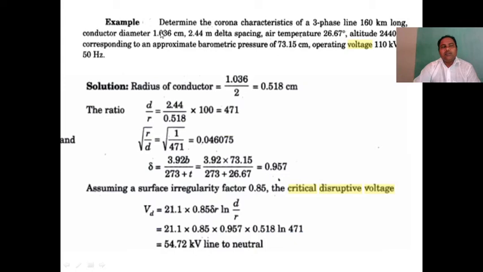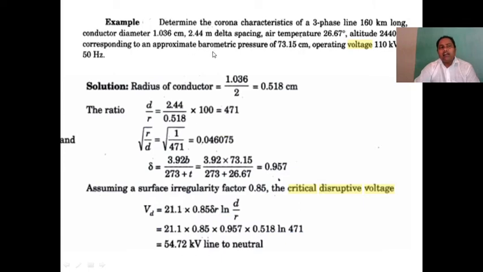So next, another example. Determine the corona characteristics of a three-phase line 160 km long, conductor diameter 1.036 cm, 2.44 meter delta spacing, air temperature 26.67 degrees, altitude 2440 meters, corresponding to an approximate barometric pressure of 73.15 centimeters, operating voltage 110 kV at 50 Hz. So here, determine the corona characteristics.